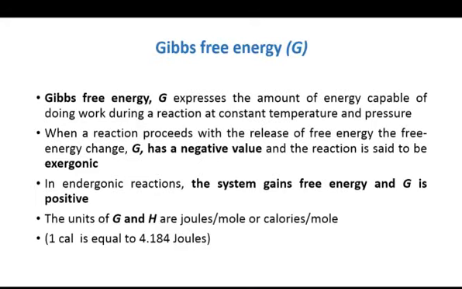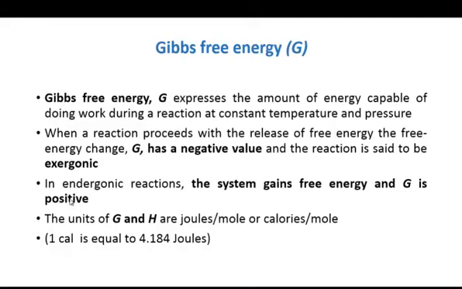Enthalpy and entropy of a system are related to each other and they help us to understand Gibbs free energy, which is denoted by G. Gibbs free energy expresses the amount of energy which is capable of doing work during a chemical reaction at constant temperature and pressure. When a reaction will proceed with the release of free energy, the energy change will have negative value and the reaction is known as exergonic. Whereas in case when the system is gaining free energy, then the reaction is known as endergonic and the value of G will be positive.